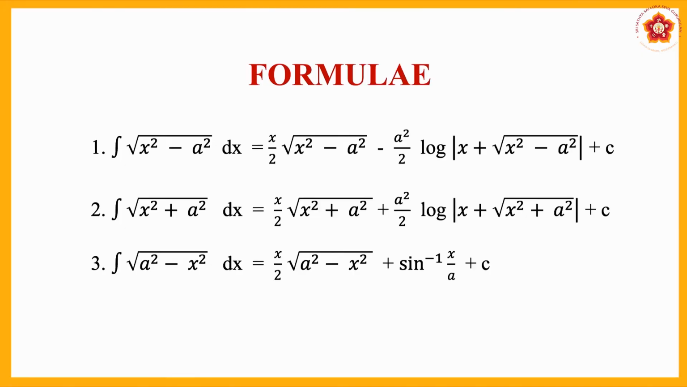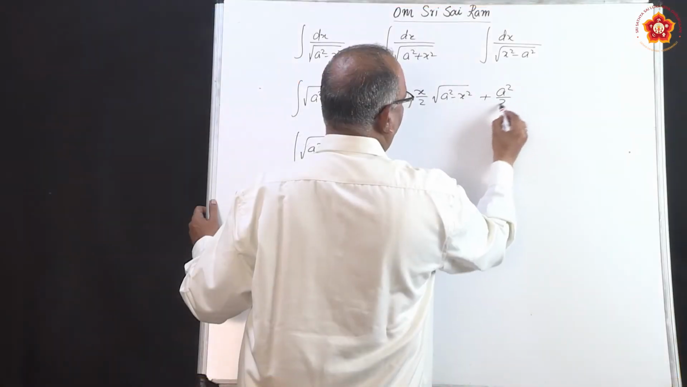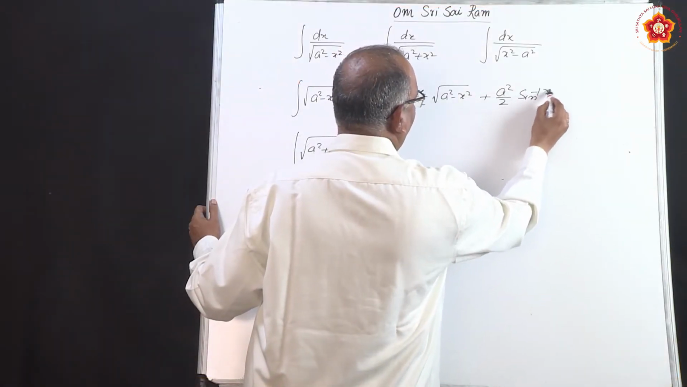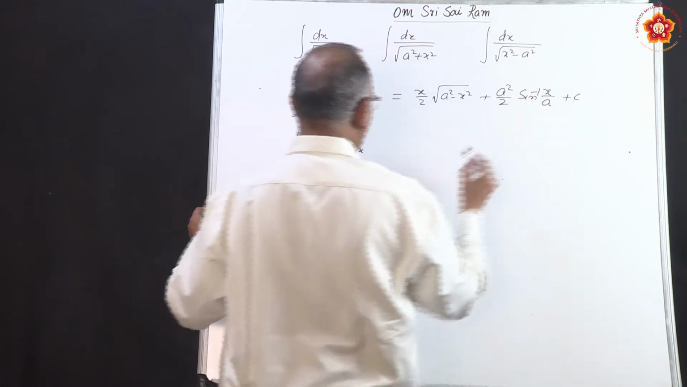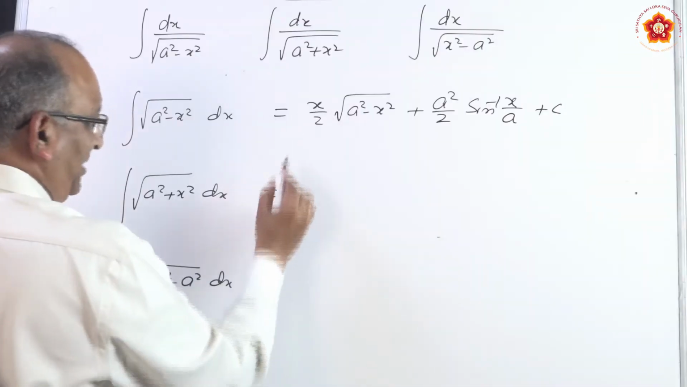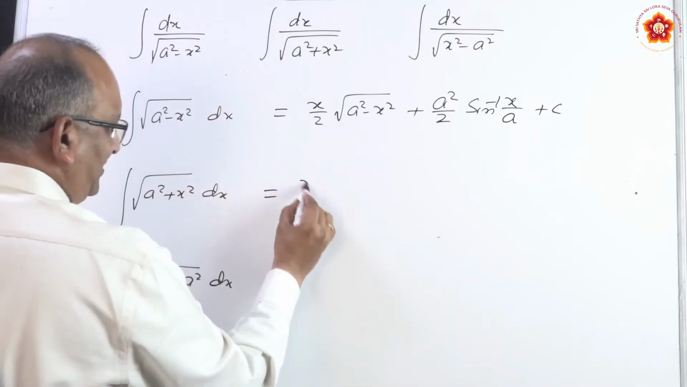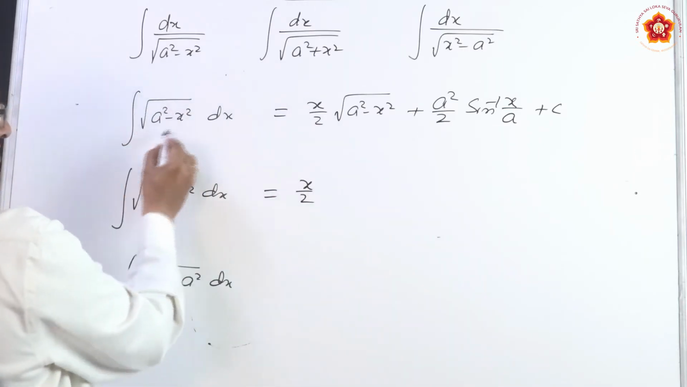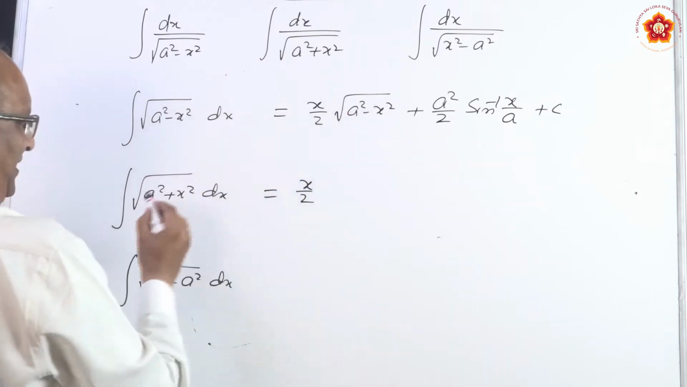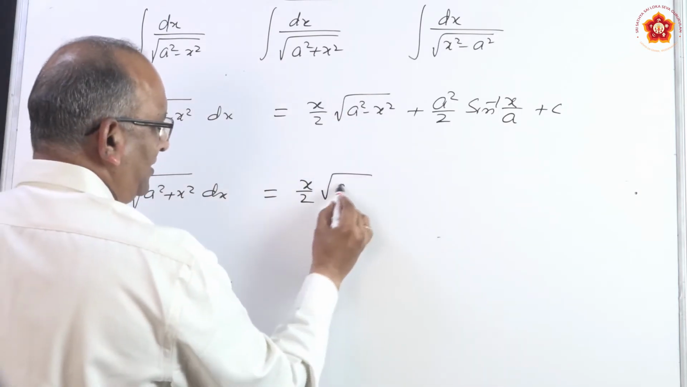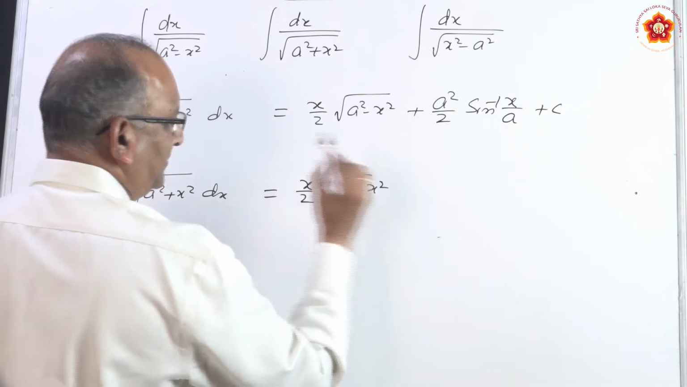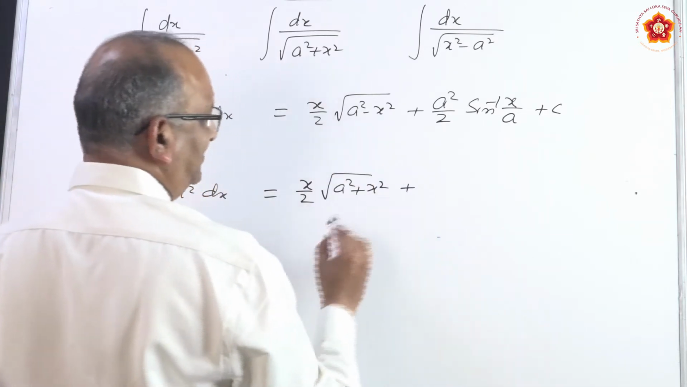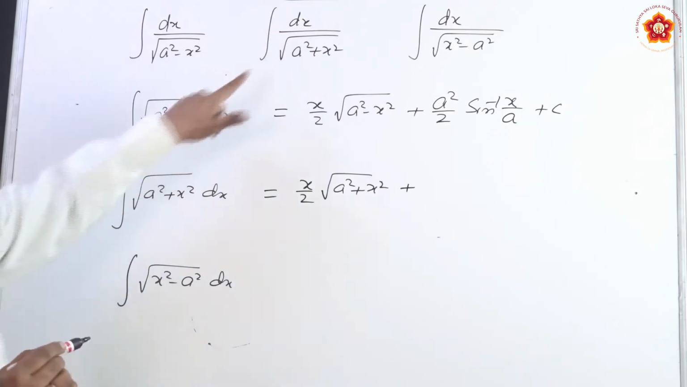We have formulae. The formula for the first one is x by 2 under root of a square minus x square plus a square by 2 sin inverse x by a plus c. For the second one, very similar to that, please observe, x by 2. Here when the function is under root of a square minus x square, we wrote that. Since it is a square plus x square, we write this. But the second part is different.